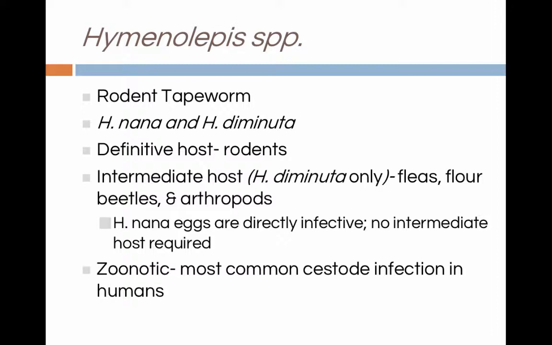That one does have an intermediate host, okay? And there's a variety of them: fleas, flour beetles, and various other arthropods. But you need to know that there is one tapeworm in this class that is directly infective, okay? And it is zoonotic.